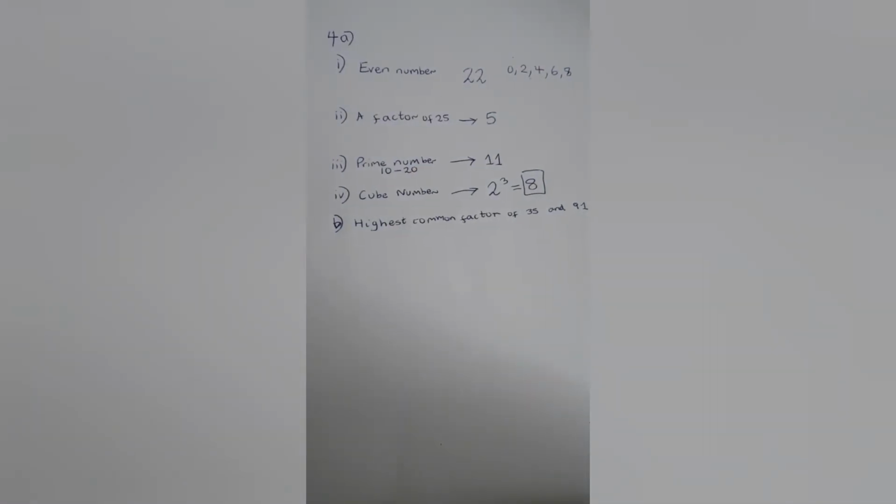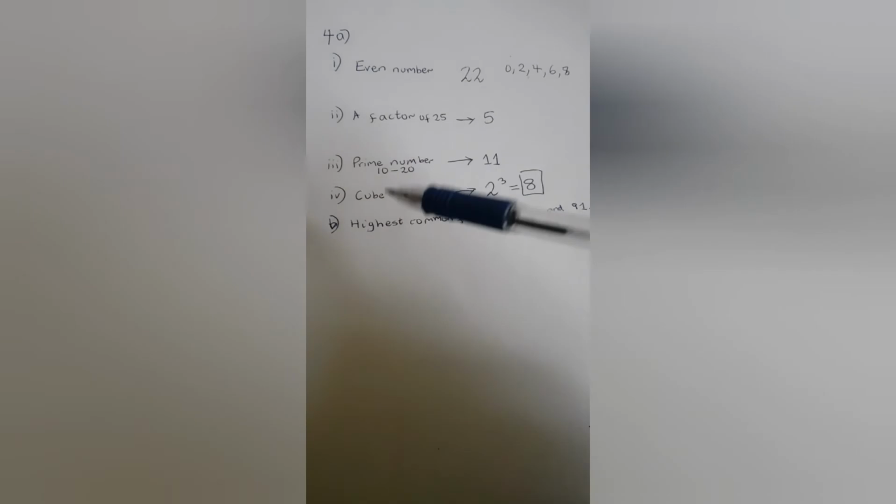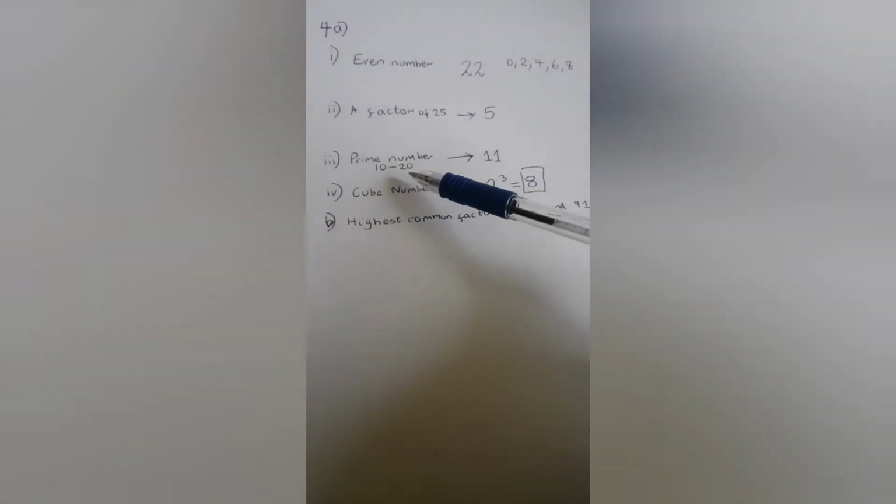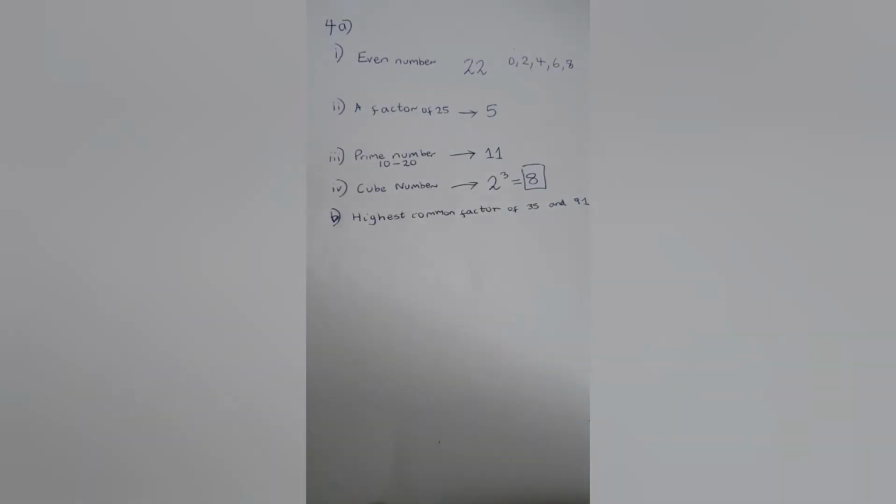So they ask you to find a prime number between 10 and 20. So I picked the number 11, as 11 is a number that can divide by itself and 1 only. So that is a prime number.